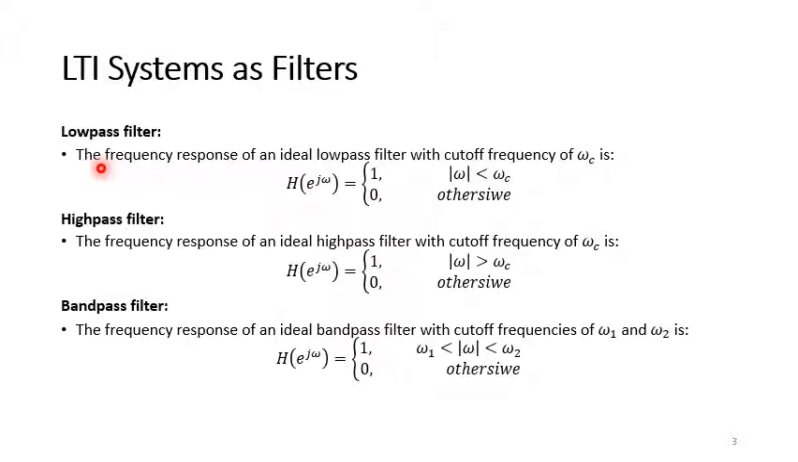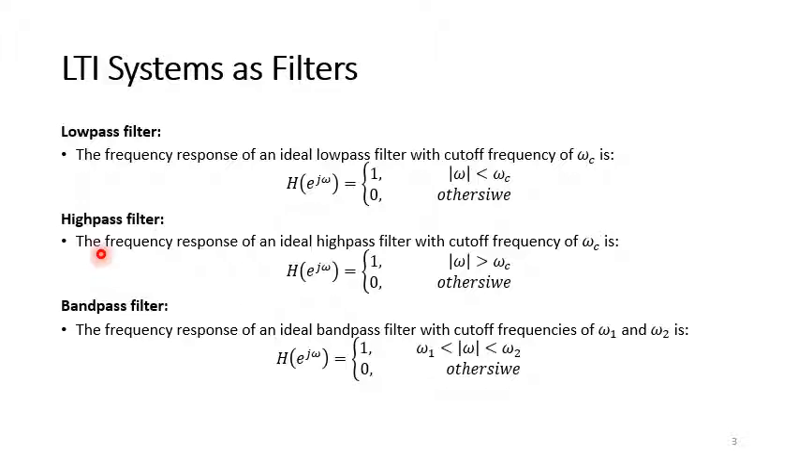The low pass filter can be defined as a filter whose response equals 1 when the frequencies are less than omega c, which is the cutoff frequency. If this condition is not met, that is, the frequency is higher than omega c, those frequencies will be stopped or removed. So the response of such a filter is defined mathematically as shown here.